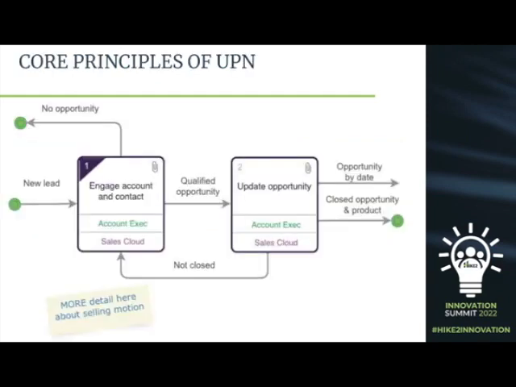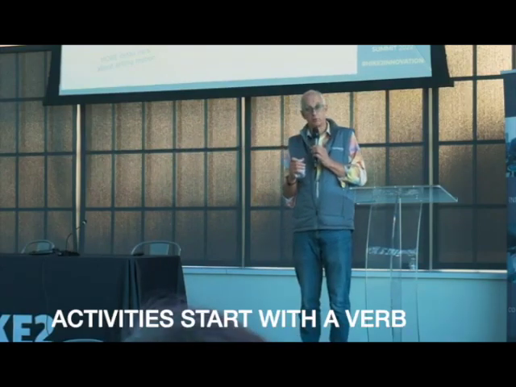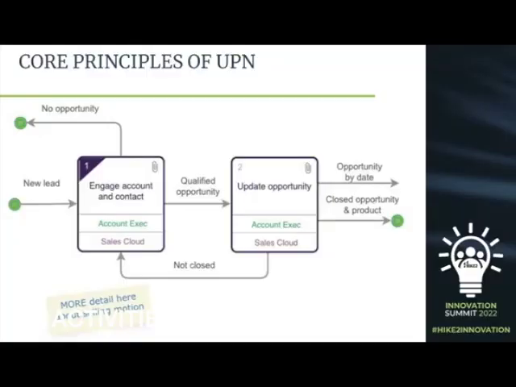That's a process. And what I want to do is spend a bit of time digging into the principles of UPN based on that. So the first principle is activities start with a verb. Engage, update, validate, review. Manage doesn't count. Manage is like the word. Okay, manage lead, what's that? I'm going to validate a lead, I'm going to qualify a lead, I'm going to progress a lead. I've got to do something with it. So that's the first thing: a verb.